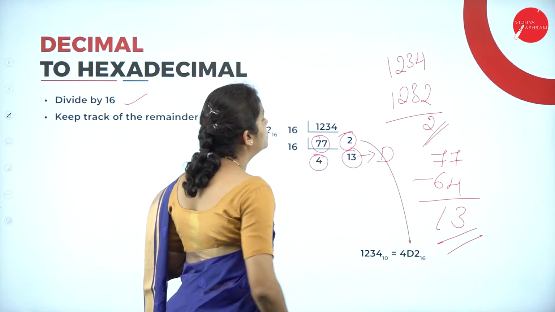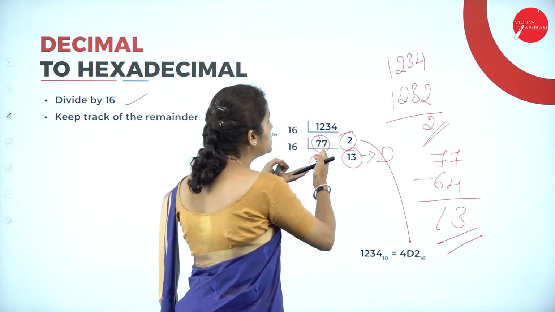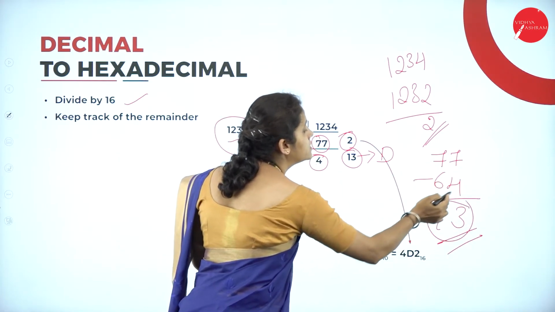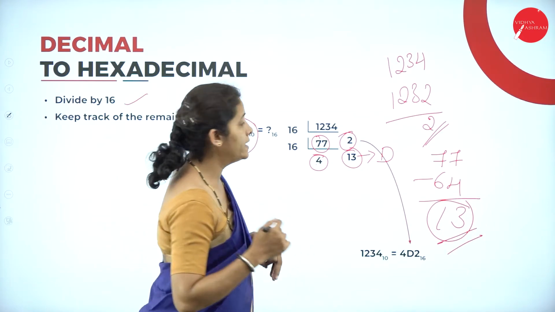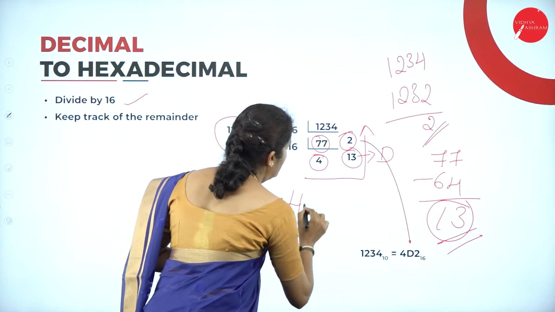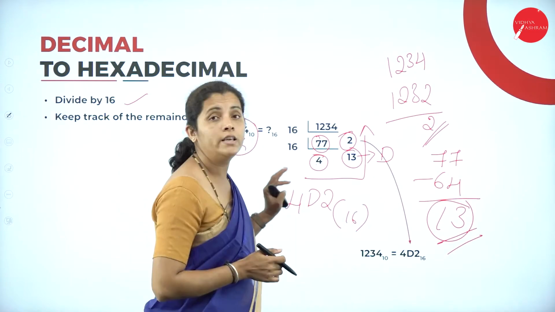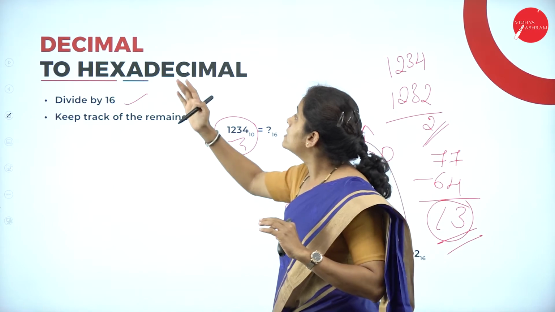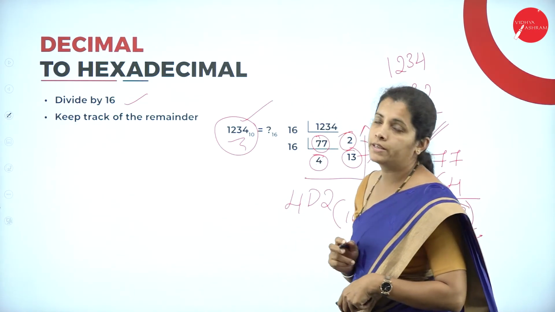Then what about this one? This is the quotient. That means 16 fours are 64. The 13 is remainder and 4 is your quotient. But while writing the result from this, you are going to write 4, D and 2 of 16. Here base 16 means this is the hexadecimal representation of the number 1, 2, 3, 4.